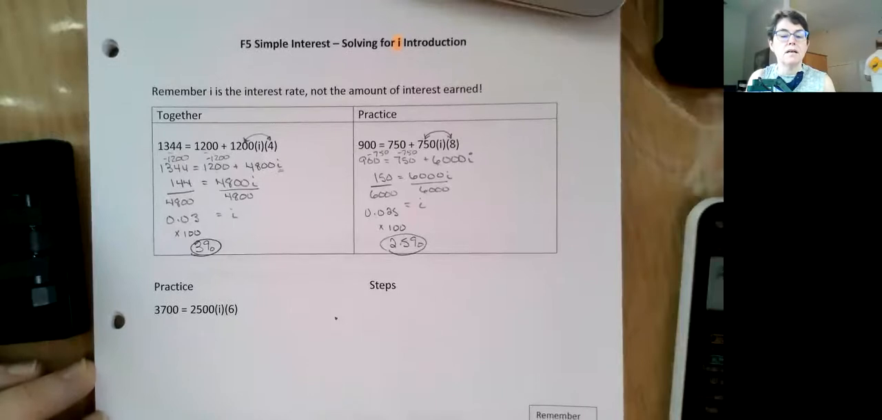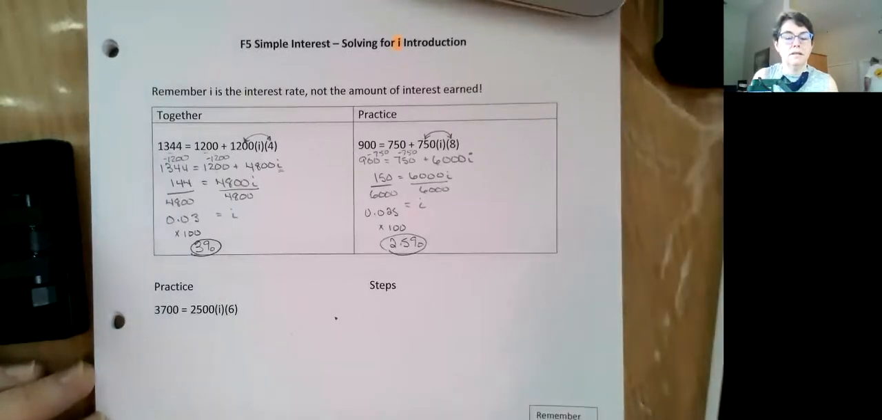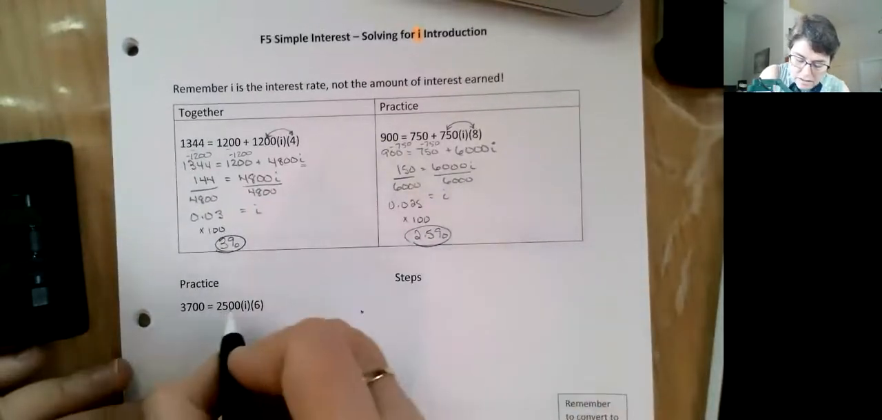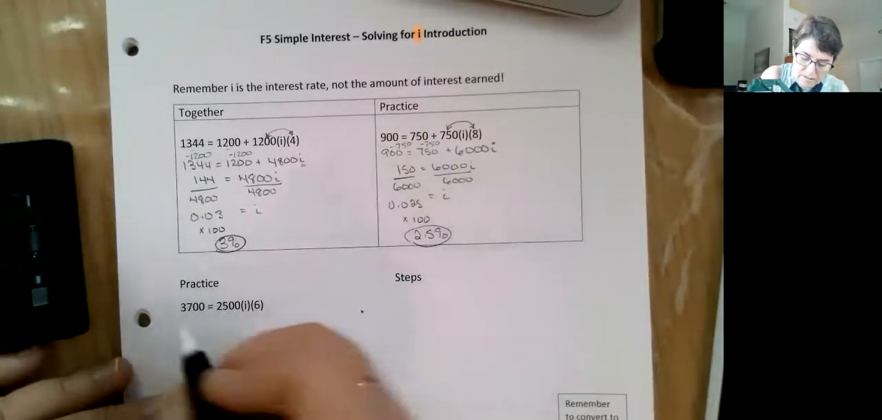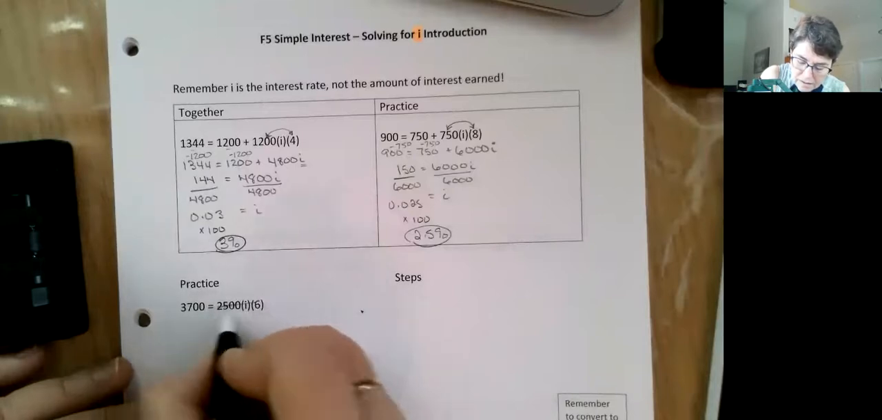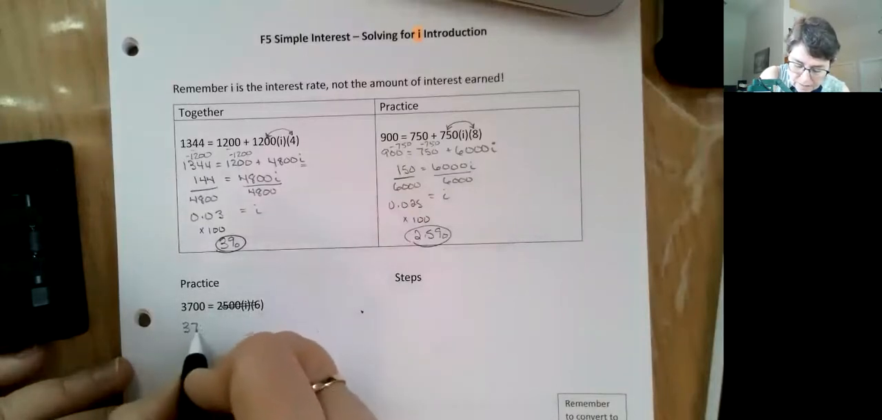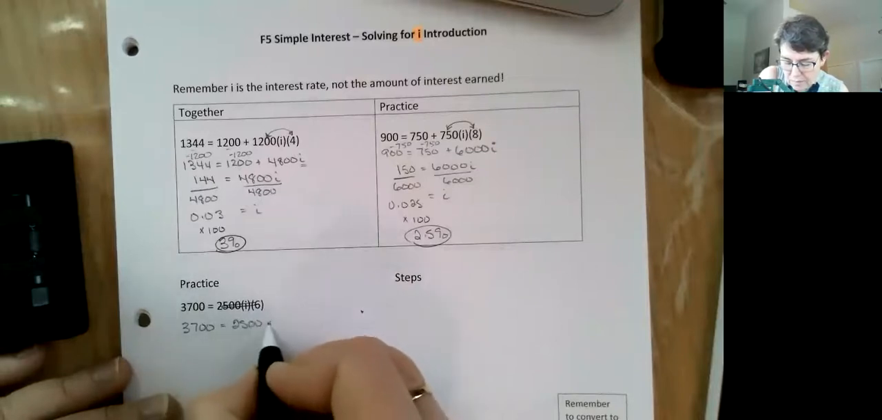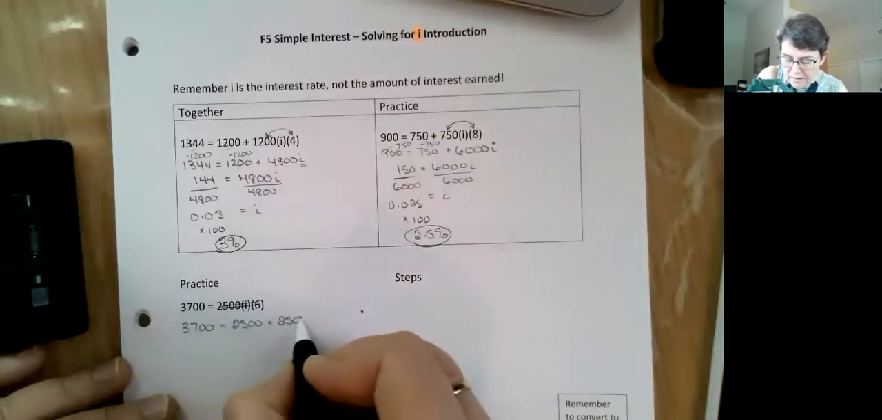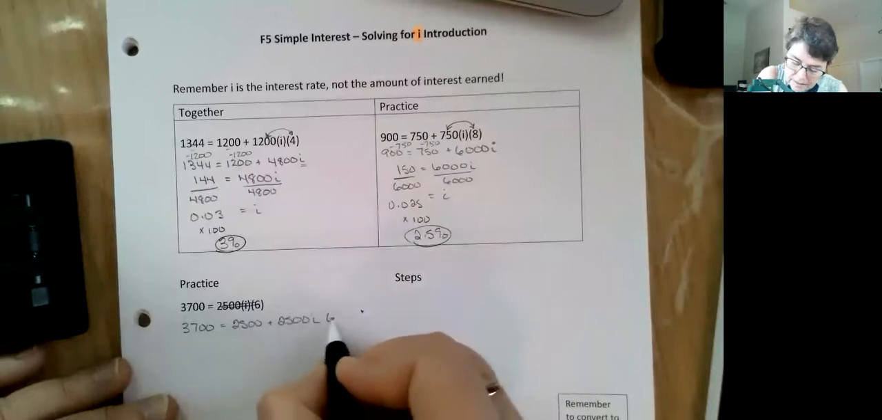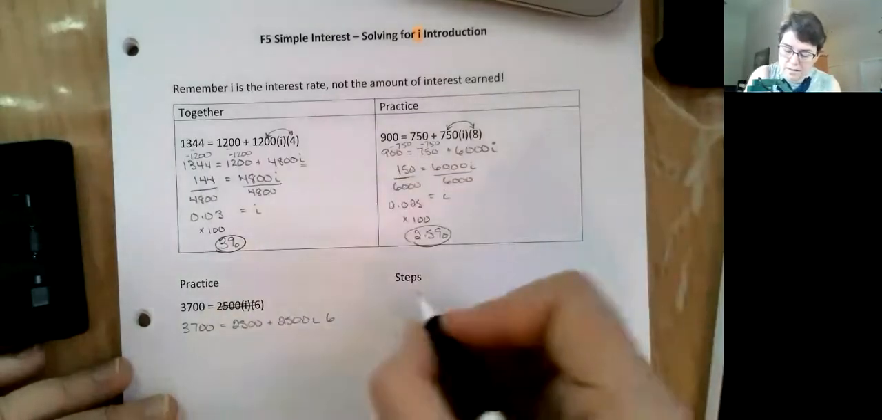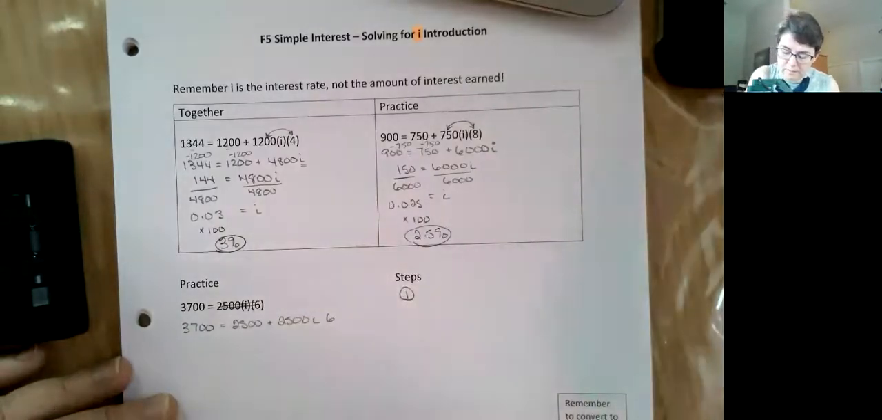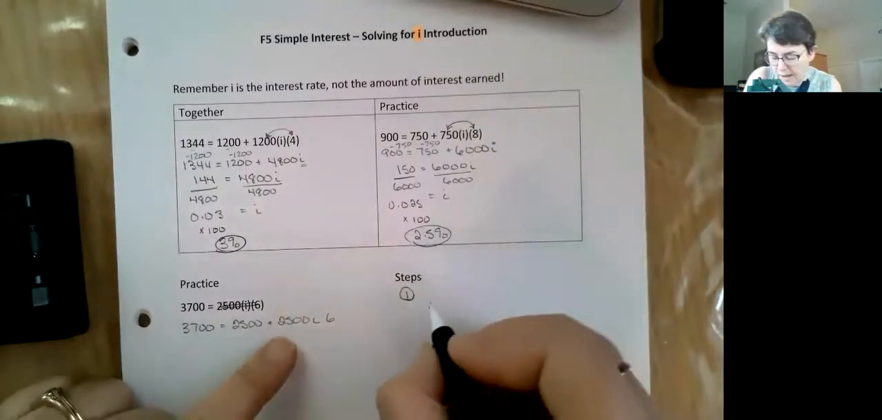Okay, I'm going to realize that there's a mistake in my practice question here. We lost something here. We're following our formula. Right, 3,700 is 2,500 plus 2,500 times I times 6. All right, so step 1, multiply.